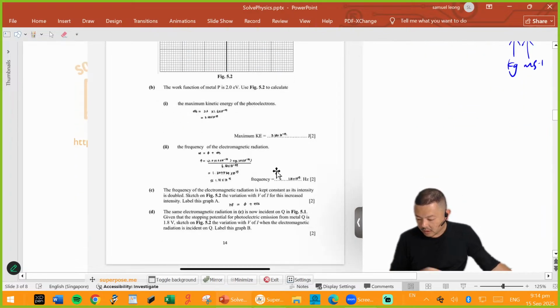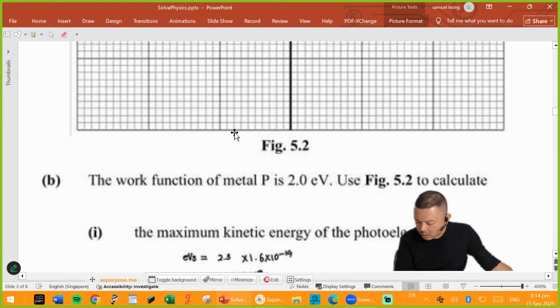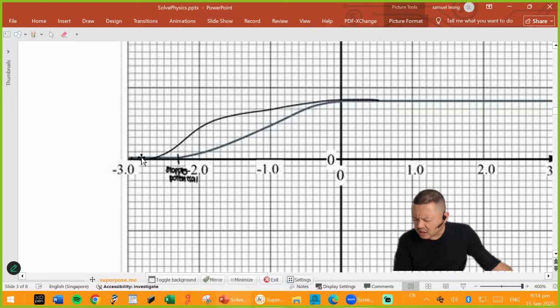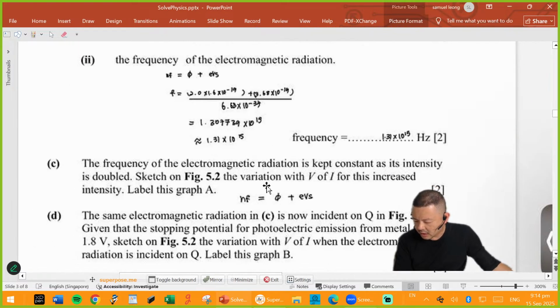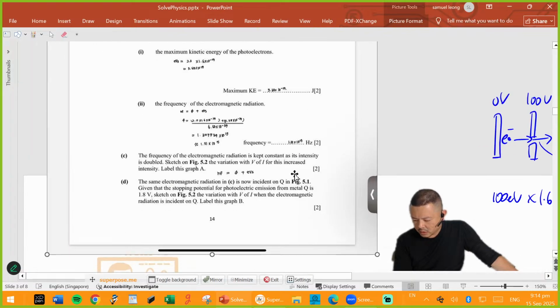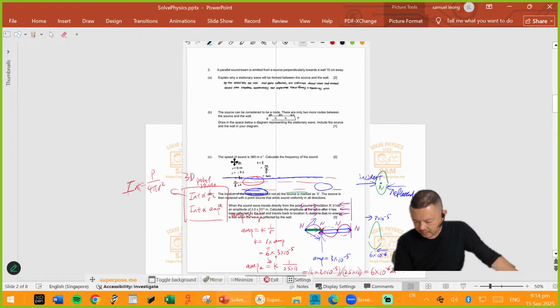Okay, for part C, let's look at this. Which one was the original one? This black one. Oh, the bottom one. Okay, the bottom one. The black one there is the one that you drew. So frequency is kept constant, but the intensity is doubled. Then it asks you to sketch the graph for this.